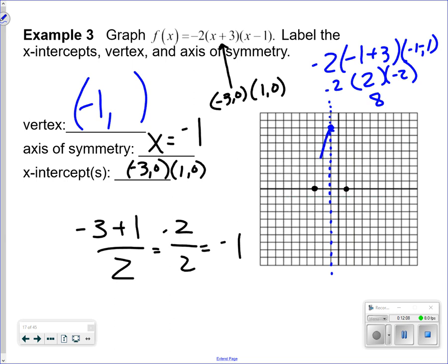Now, we didn't talk much about this previously, but why did I know this parabola was going to go down instead of up? Well, I knew that because the a value was negative. If the a value is negative, it's a downward parabola. If the a value is positive, it's an upward parabola. So I know this just by knowing the a value in front.